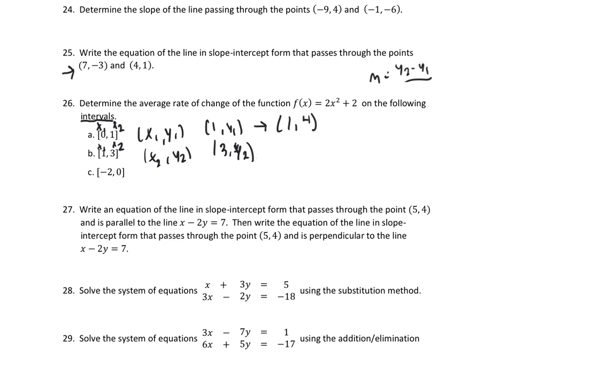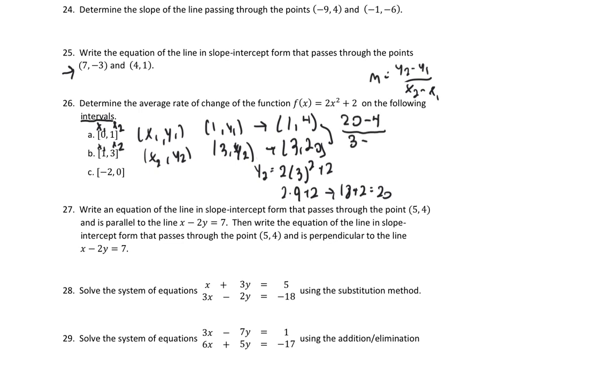For 3, we'll plug that in. So our y2 will be 2 times 3 squared plus 2. 3 squared is 9, so 2 times 9 plus 2, which is 18 plus 2, which is 20. Now, once again, we have to take our slope, which I have the equation up there. I erased it a little bit. We need to find the slope between these 2 points. So 20 minus 4 over 3 minus 1. 20 minus 4 is 16. 3 minus 1 is 2. Our average rate of change, which is the slope between those 2 points, is 8.